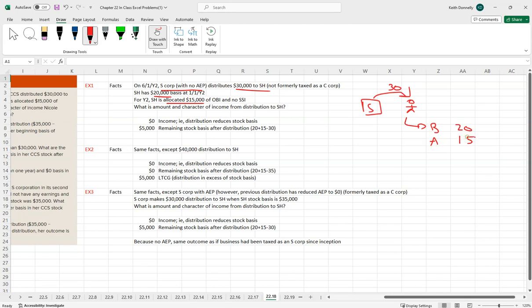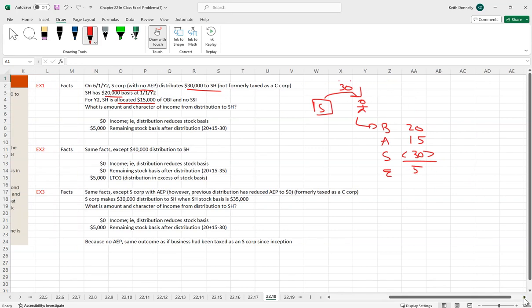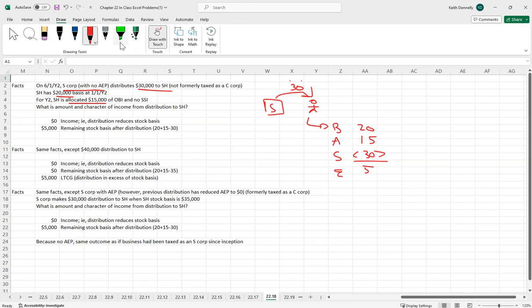Right? So plus 15. And then we have, in this case, the distribution of 30. All right, so we do 20 plus 15, 35. Our ending basis will be 5, right? So that's the idea here, we're looking at timeline 1.